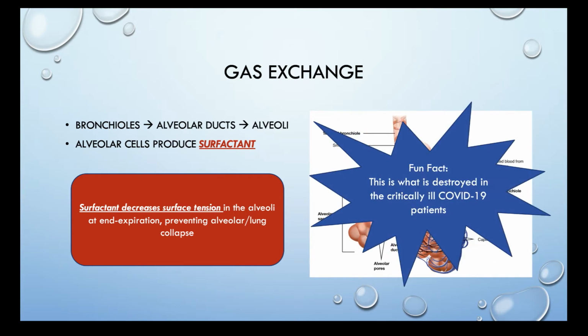And just a fun fact that's timely: the surfactant is what's being destroyed. This is what they've come up with so far. I suppose it could change. But to what we know now, COVID-19 actually destroys this surfactant. And so we end up with these really stiff, non-compliant lung alveoli, which end up not being able to exchange any gas. And it's irrecoverable.